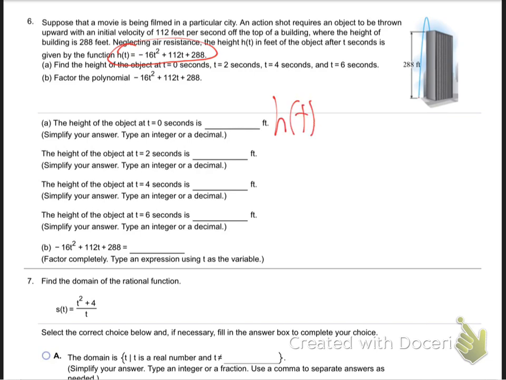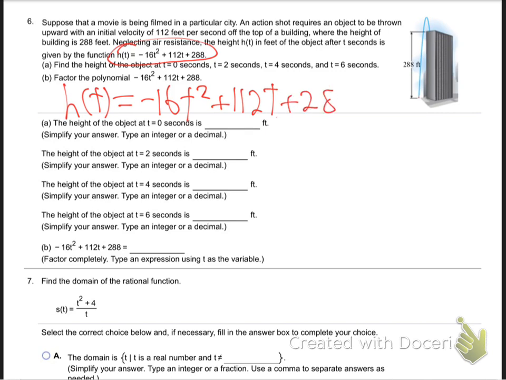H of t, let me move it up a little bit actually. Put it right here. H of t is minus 16t squared plus 112t plus 288. So there's the formula we need. That's all we need. And then on part A, that is the height of the object. They're saying t is 0. So let's plug in 0. Can you tell what the answer is going to be when you plug in t is 0?